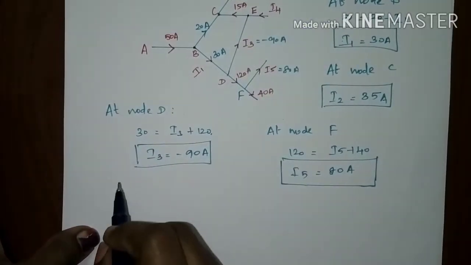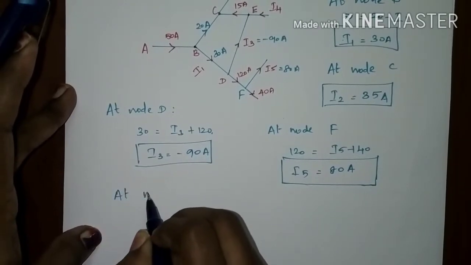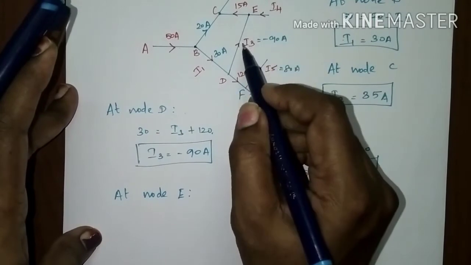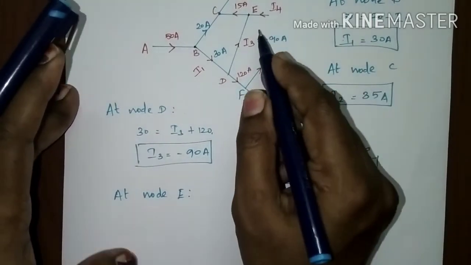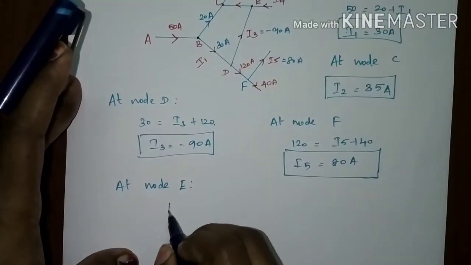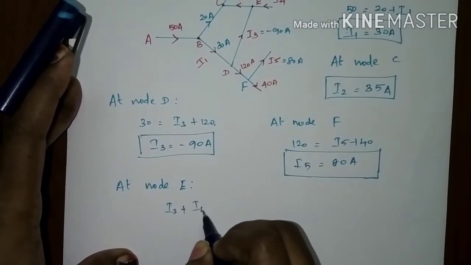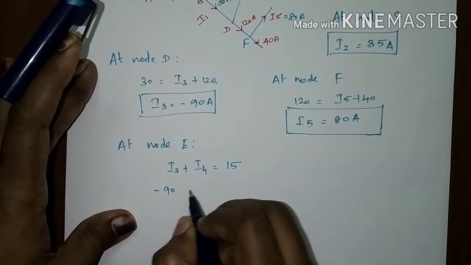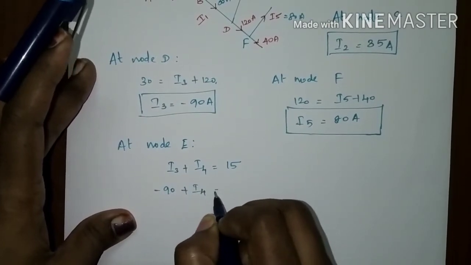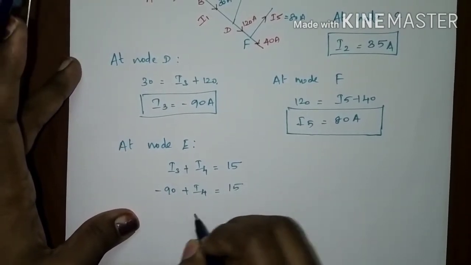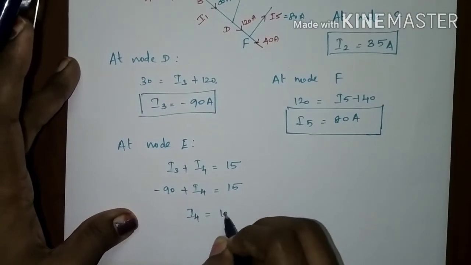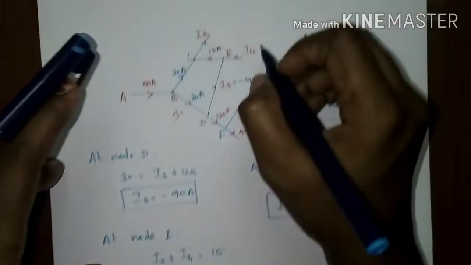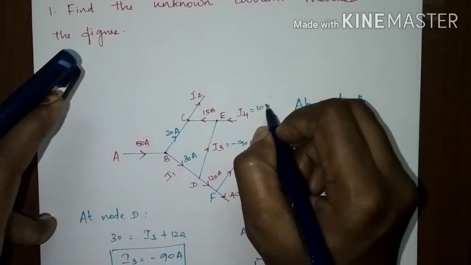At node E, I have the unknown current I4. The incoming currents equal the sum of the outgoing currents. The incoming currents are I4 and I3, so I3 plus I4 is equal to 15 ampere. I3 is minus 90, and I4 we don't know, so I4 has a value of 105 ampere.